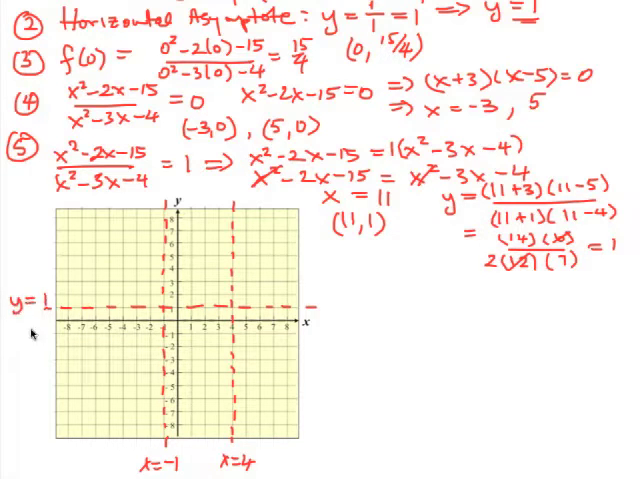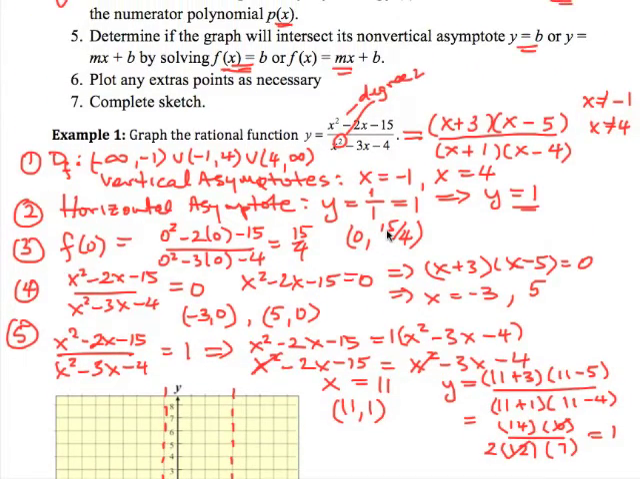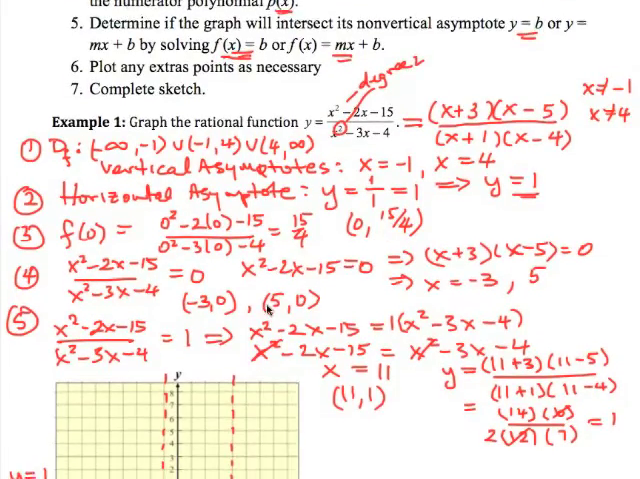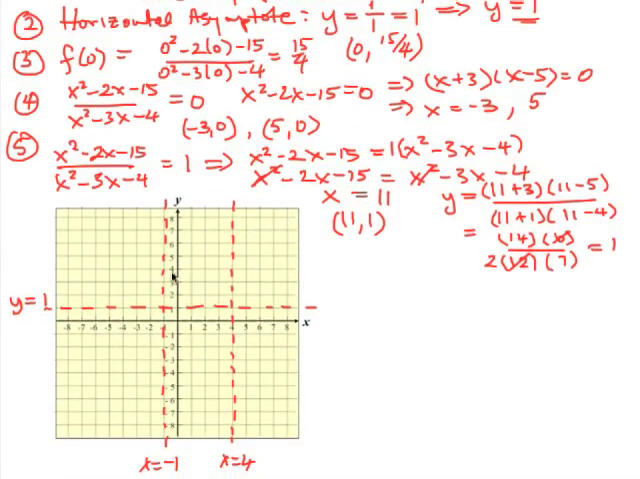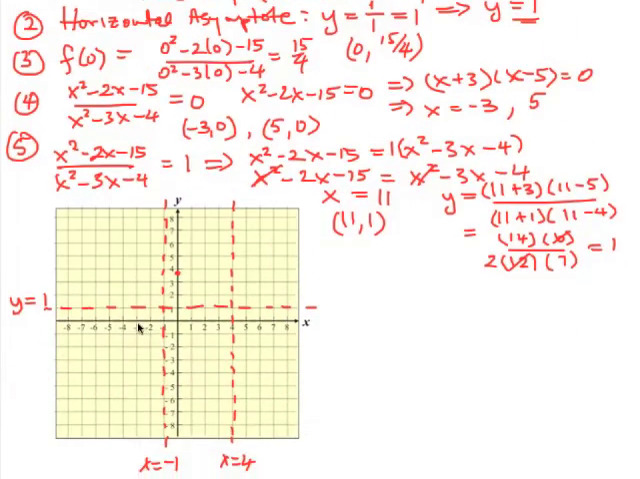Like so. Right, now let's put on our y-intercept, which is 15 over 4, which is just a quarter shy of 4, so it's just about here, right there. We have our x-axis intercepts, which are (negative 3, 0), and (5, 0). Okay. Alright, so you can see that we have points in this part of it, we have points down in this section here, and points down here in this section.